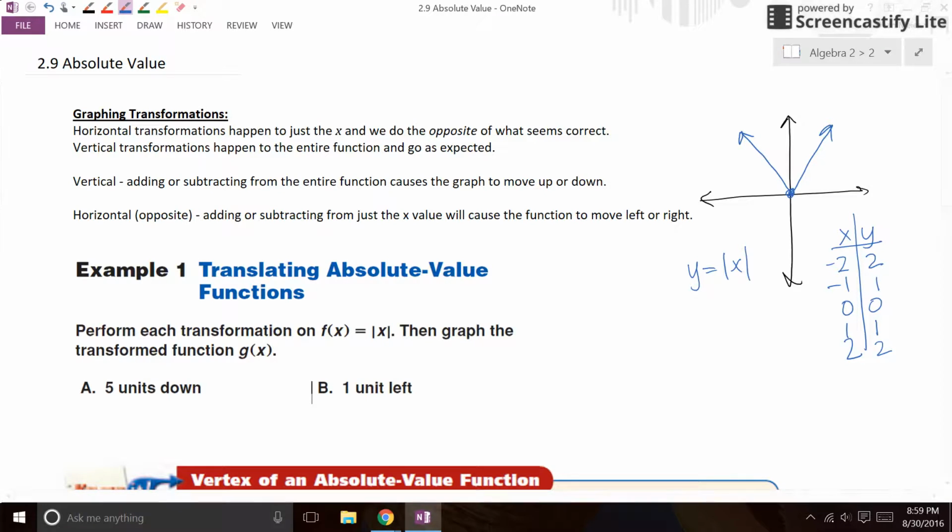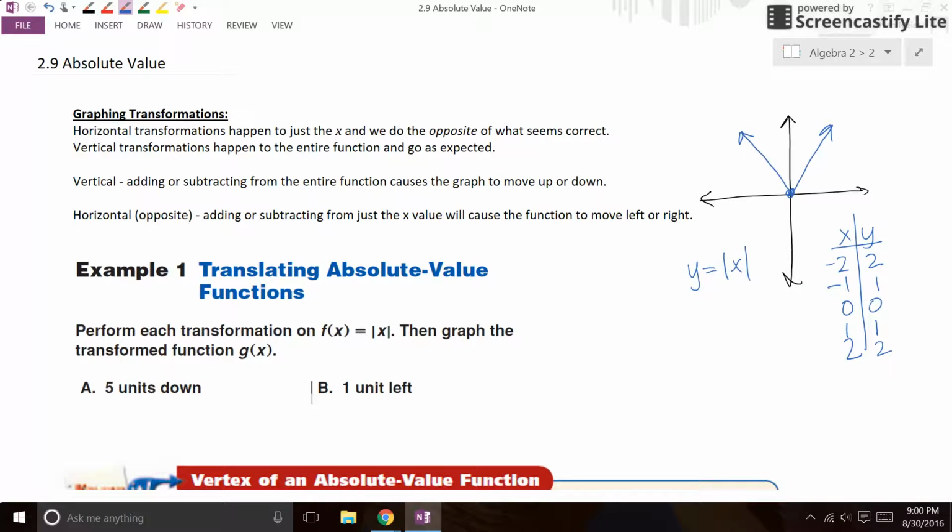Now, past that V shape, we're going to talk about the transformations. How do you slide this graph around? How do I make an absolute value graph go up or down or left or right or flip it over the x-axis or the y-axis? Or, how do I make it steeper or stuff like that? And that's what this is all about.